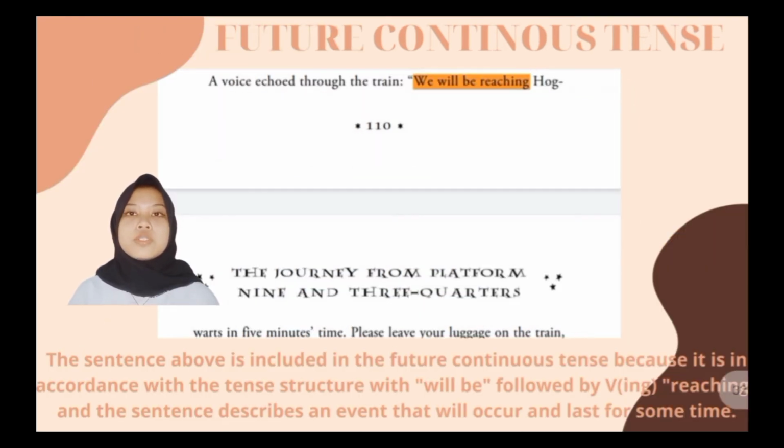Next, future continuous tense. The sentence is: We will be reaching Hogwarts in five minutes' time. The sentence above is included in the future continuous tense because it is in accordance with the tense structure, which is will be followed by verb-ing reaching. And the sentence describes an event that will occur and last for some time.